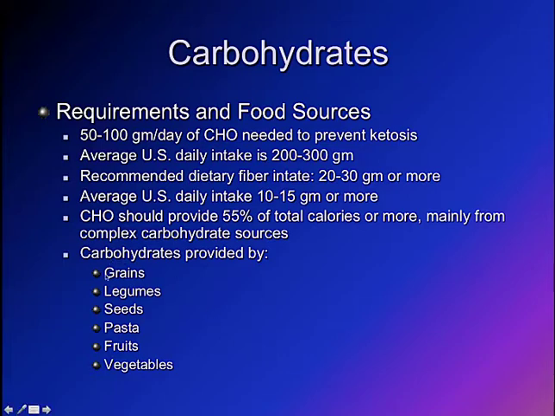We get carbohydrates from all of these things, not just grains or breads. I mean, obviously legumes are a good source of carbohydrate, seeds, pasta, fruits, vegetables, all sources of carbohydrate. Some of these have more or less fiber, or different kinds of fiber. So fruits and vegetables are a little bit higher in the soluble fiber, whereas grains are a little bit higher in the insoluble fiber. And legumes have a good mix of both insoluble and soluble fiber. So legumes are a nice food to have.